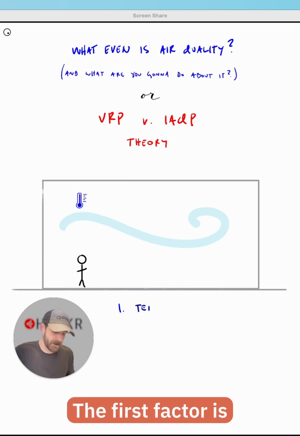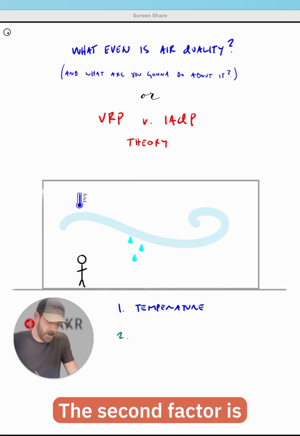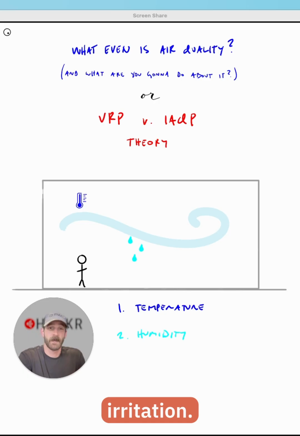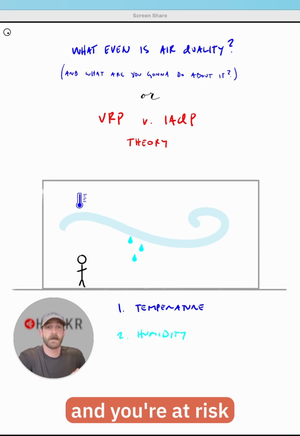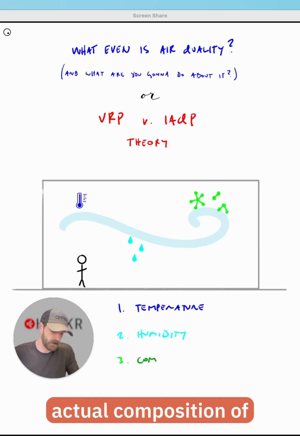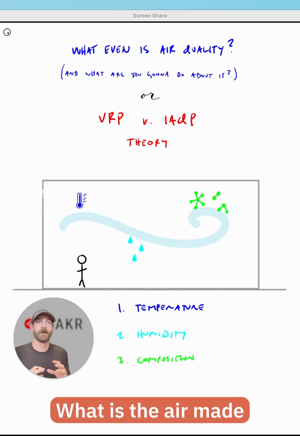The first factor is temperature. Is the temperature of the air comfortable? The second factor is humidity. If the air is too dry, that can lead to irritation. If it's too moist, then it can be musty and you're at risk for mold growth. The third factor is the actual composition of the air itself. And this is where we're going to spend most of our time. What is the air made of?